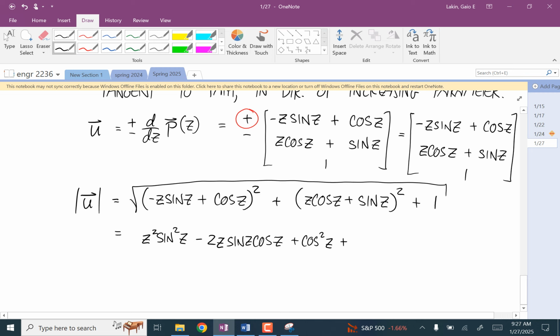So you get z squared sine squared of z minus 2z sine z cosine z plus cosine squared z. Now I'm squaring out the second term. So we have z squared cosine squared z plus 2z sine z cosine z plus sine squared z plus 1. And it's the square root of all this.